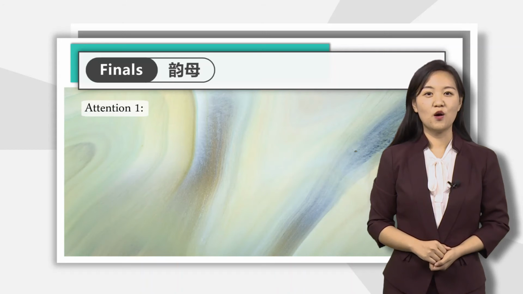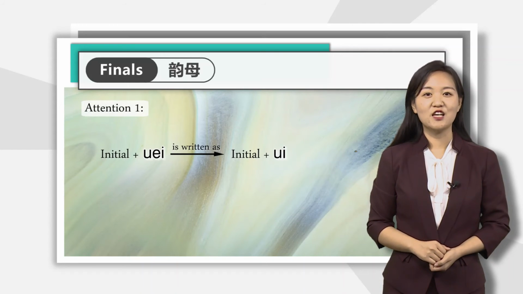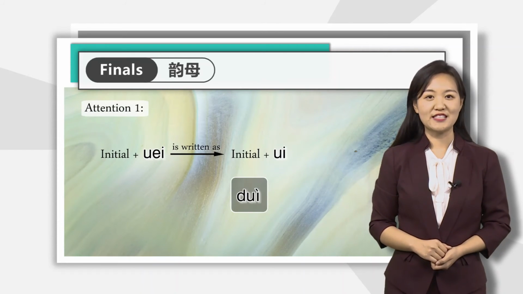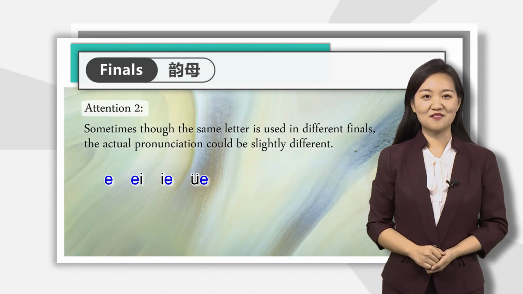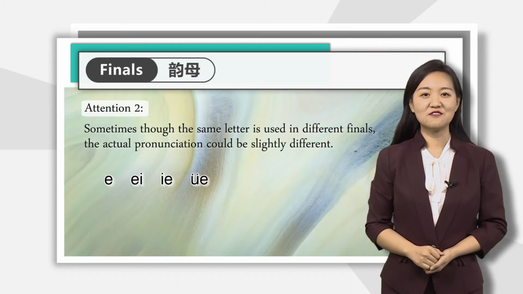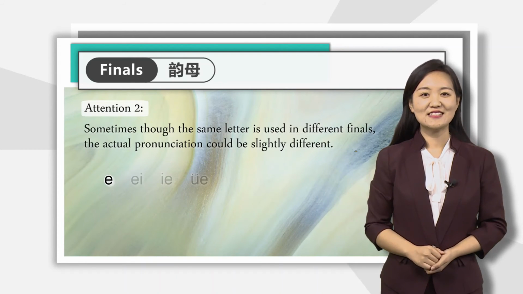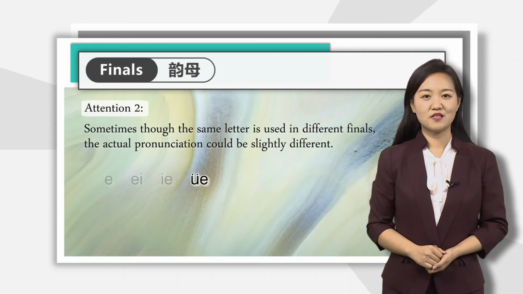Please pay attention. Wei is written as u, i in syllable. The middle letter is omitted. So when pronouncing wei, you should add the o sound in the middle. For example, 对, not 对. And there's another point. For e sound, the single vowels and compound vowels are slightly different. Listen to me. E, ye, yue.